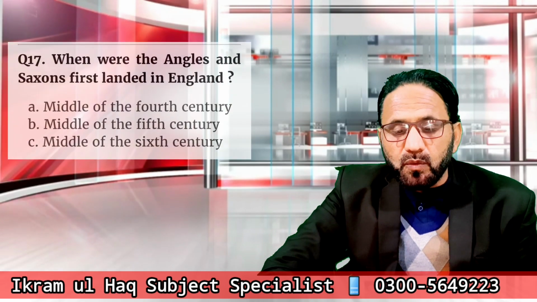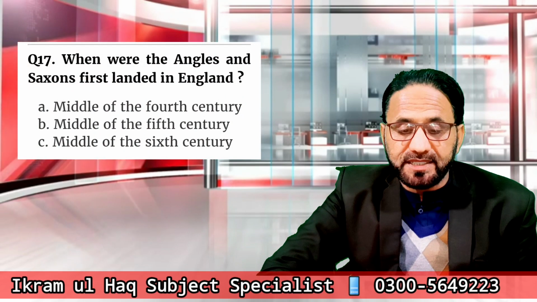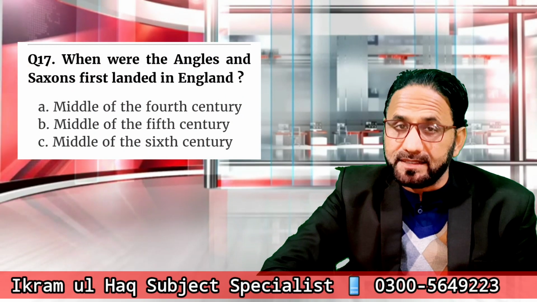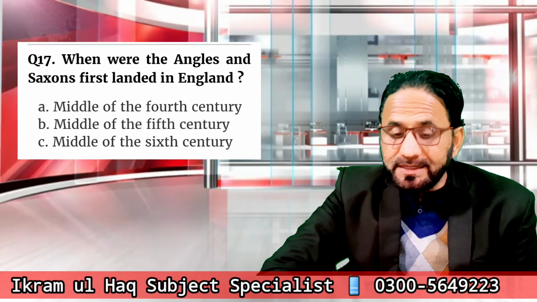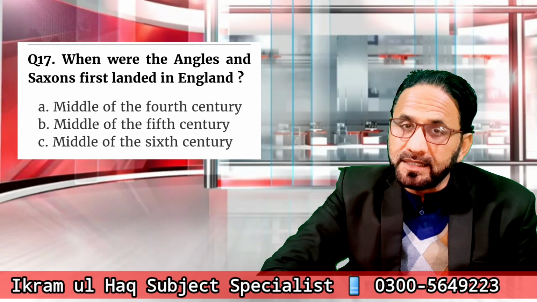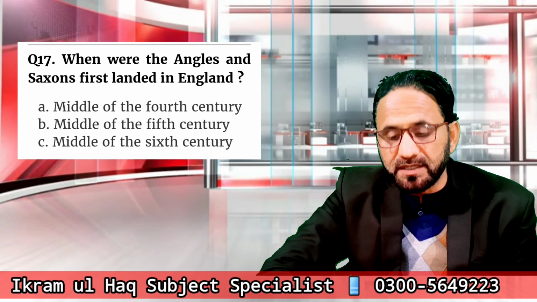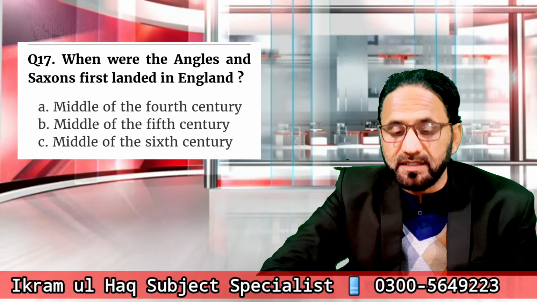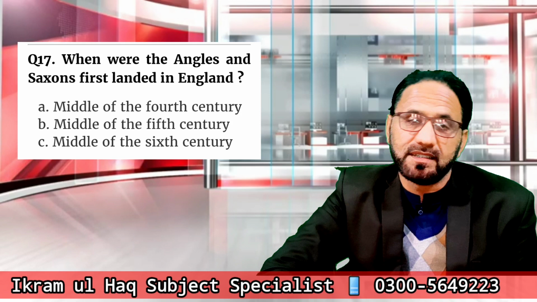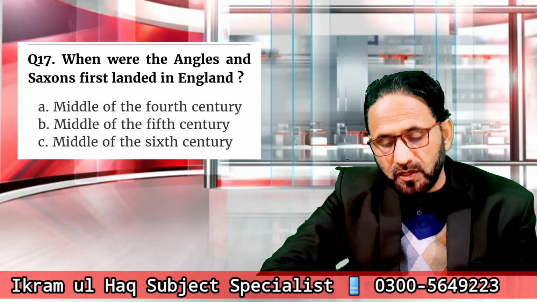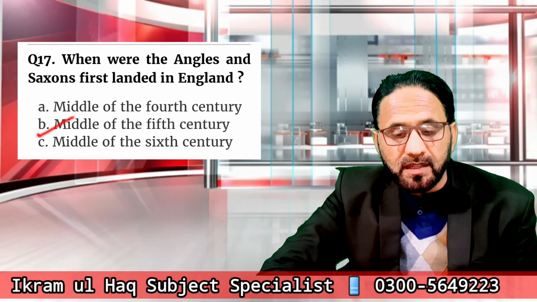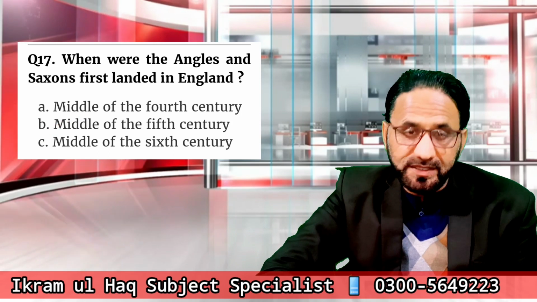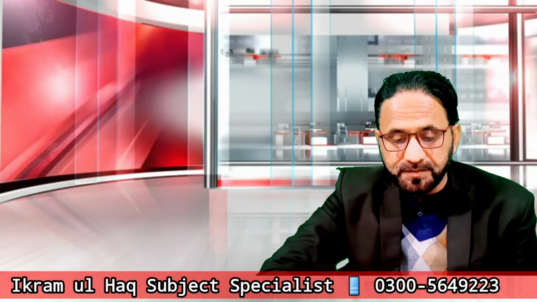Next, when were the Angles and Saxons first landed in England? These two tribes. When were the Angles and Saxons first landed in England? Middle of the 4th century, middle of the 5th century, or middle of the 6th century? The right option is option B, middle of the 5th century. Angles and Saxons first landed in England.